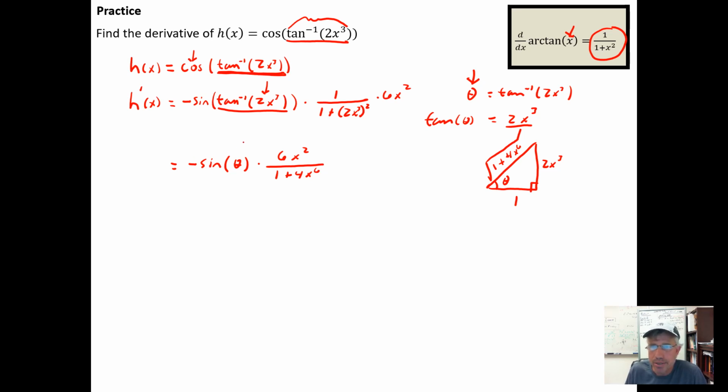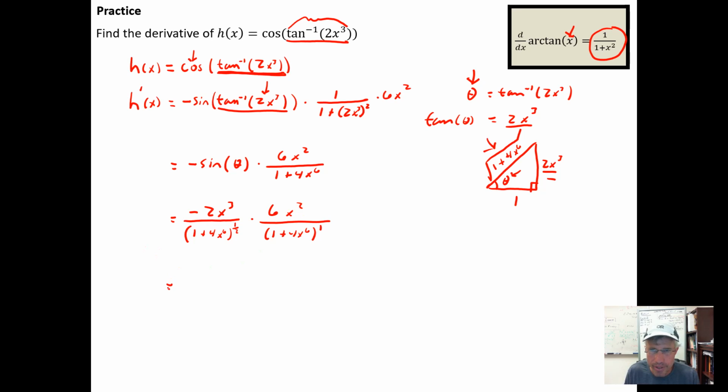And then what I want to recognize is that I can actually rewrite negative sine theta here using my triangle that I constructed. So what is the sine of this angle? Well, it's going to be the opposite over the hypotenuse. So I'm going to go ahead and rewrite. And I'm going to get minus the opposite, which is 2x cubed, over the hypotenuse, which is the square root of 1 plus 4x to the 6th. So I'm going to write the square root as the half power. And we're multiplying by 6x squared over, this is 1 plus 4x to the 6th. And to help us think about it, I'll write that to the first power.